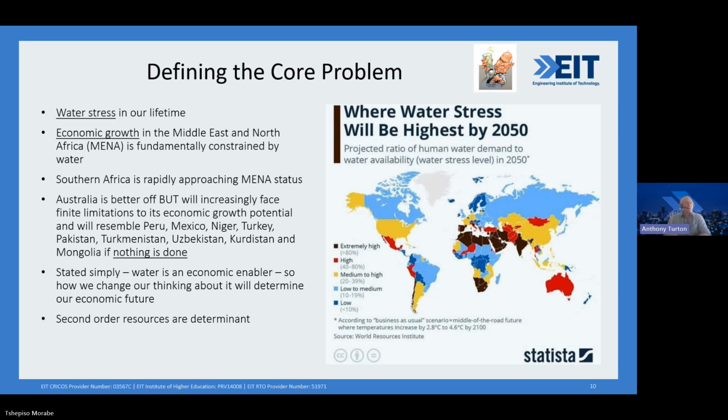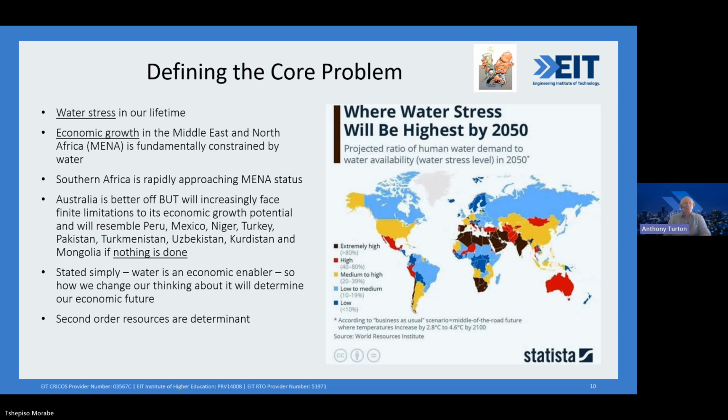So Southern Africa is rapidly approaching MENA status. MENA is the Middle East, North Africa status. And this is something that's quite alarming for the average water resource professional because they don't look into the future, or they tend not to look into the future. Australia is better off, but will increasingly face finite limitations to its economic growth potential, and will resemble countries like Peru, Mexico, Niger, Turkey, Pakistan, Turkmenistan, Uzbekistan, Kurdistan, and Mongolia. And now this is the kicker: if nothing is done, that's what it's going to look like in 2050.